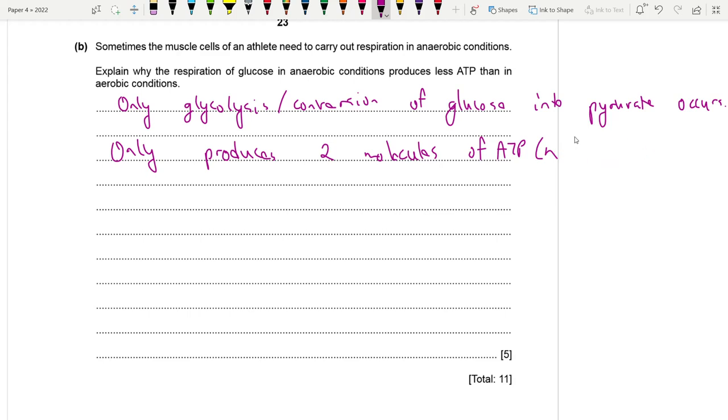Basically, we get 4 molecules of ATP, but the net production is 2 because 4 minus 2. We input 2 molecules of ATP, right? So we get 4 but input 2, so 4 minus 2 is 2. So it only produces 2 molecules of ATP net, per molecule of glucose.